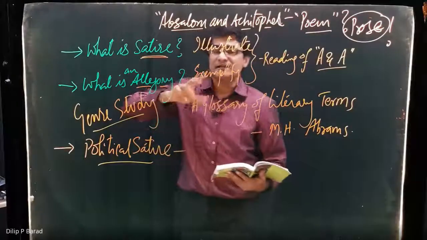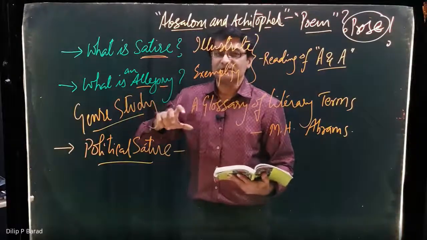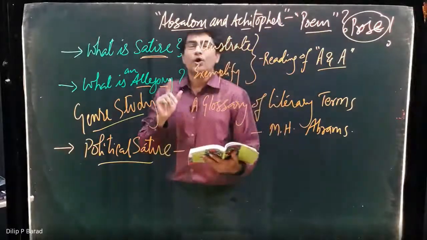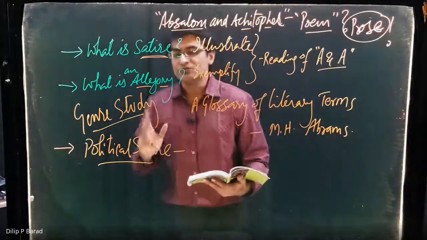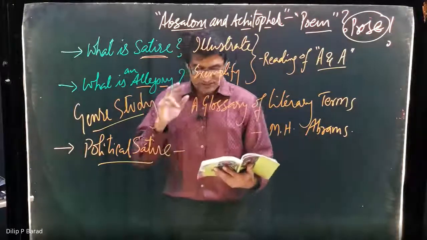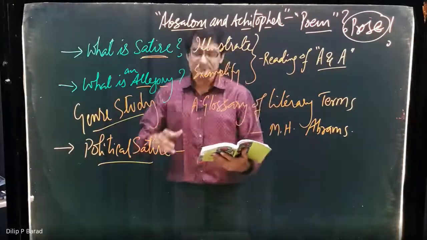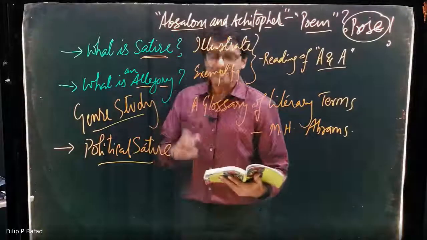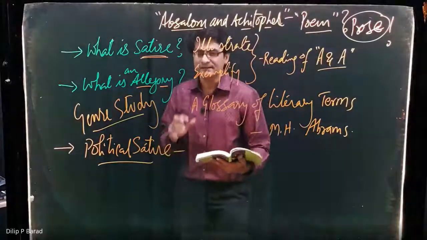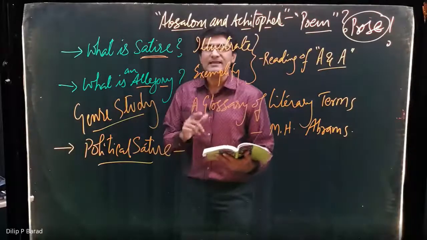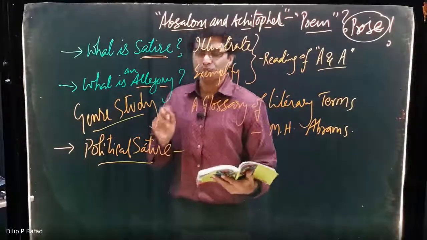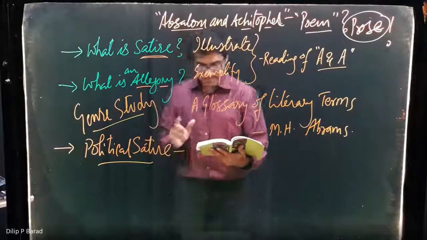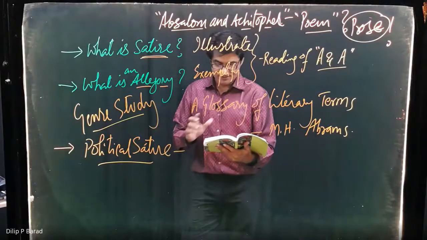In that there are two distinctions which are given here. What are these two distinctions? One is Horatian satire and another is Juvenalian satire. Horatian satire comes from Horace. Juvenalian satire comes from Juvenal. There are two kinds from that.